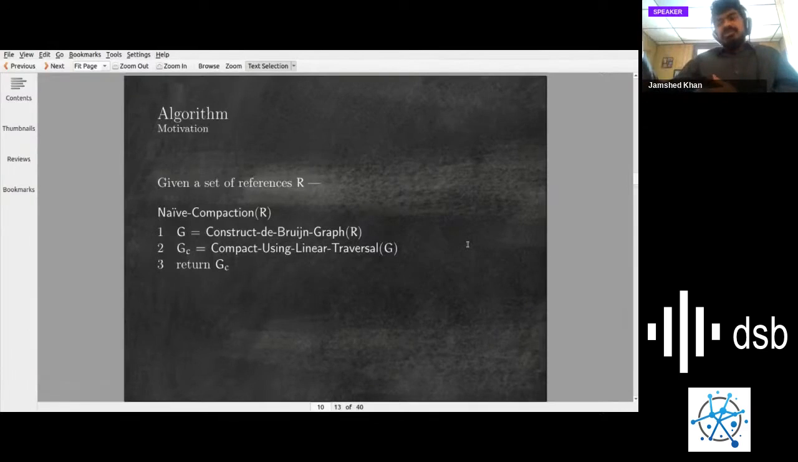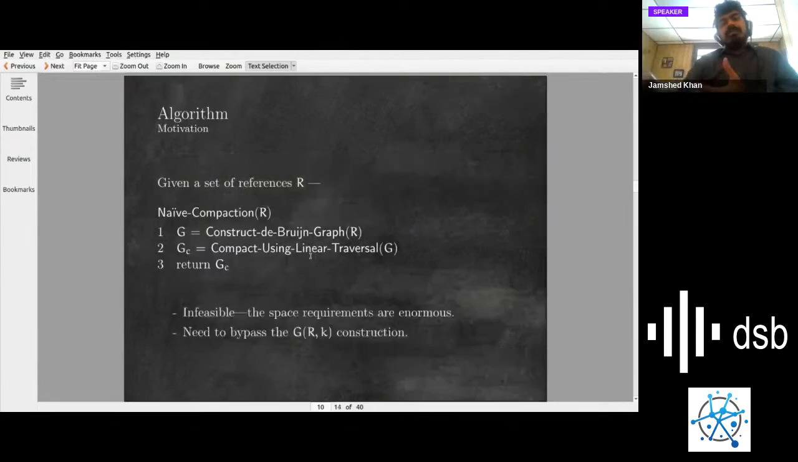Given enough computational resources, the problem is not that hard to solve. That is, given a set of references R, a naive compaction algorithm may go like this. First, you build the ordinary De Bruijn graph by going over each of the input references. Then, using some linear time graph traversal algorithm like DFS or BFS or variants of it, and using some other bookkeeping, you can build the compacted De Bruijn graph easily, given that you have the original De Bruijn graph at hand.